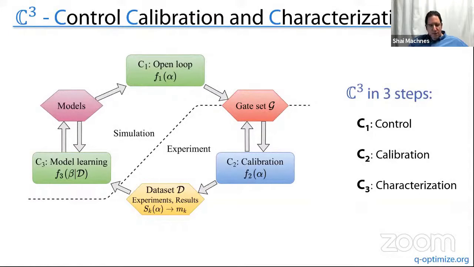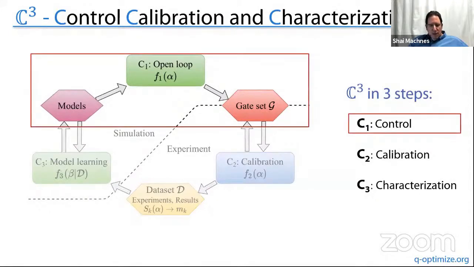And there are 3 steps. The first step is you take a model, you do what we call C1, which is an open loop model-based optimal control, and you figure out what the control pulses for your hardware look like. For superconducting qubits, it can be the shape of microwaves. For trapped ions, it's usually lasers, etc. The specifics aren't very important. What you end up with is a set of pulses that implement a gate set.